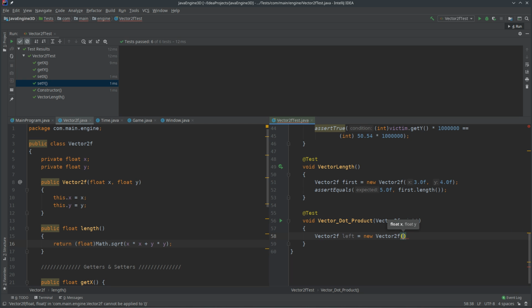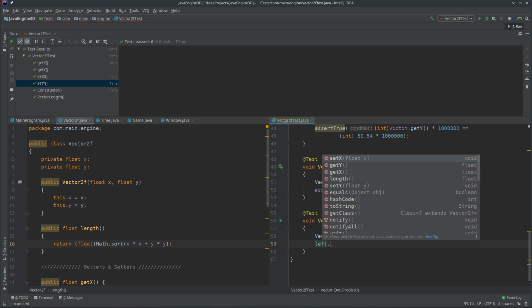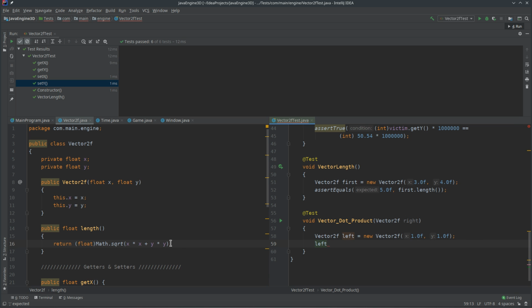What value shall we give it? Let's give it easy values. I'm going to start with easy values because I've got to do this in my head. And let's get an answer from that. So what we need to do now is say left, and it will be dot. Oh, we haven't written it yet. Okay, we can't say that.